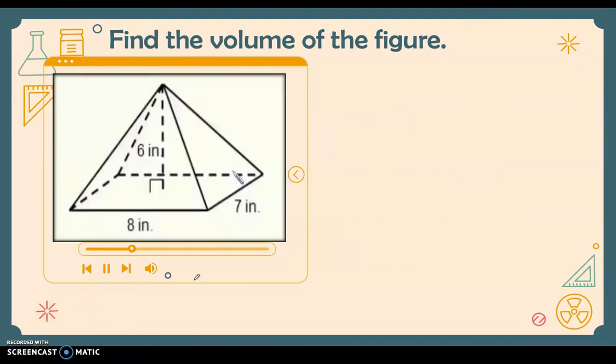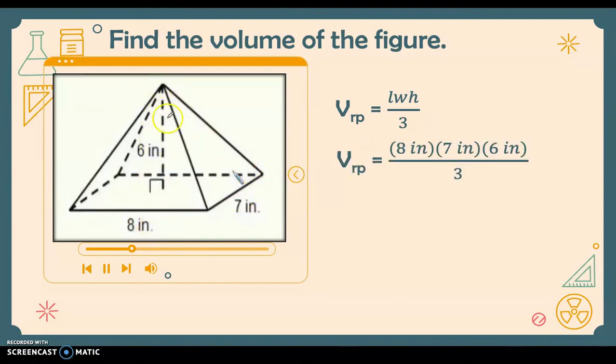Next, we have here the volume of this figure. This is a rectangular pyramid, so we use the formula length times width times height divided by 3. So we just substitute the value of the length, which is 8 inches, then the width is 7 inches, and the height is 6 inches. So this is the height of the pyramid. Then we divide by 3. So we multiply this first. 8 times 7 times 6, we have 336 cubic inches. Then you divide it by 3, therefore the volume of this rectangular pyramid is 112 cubic inches.